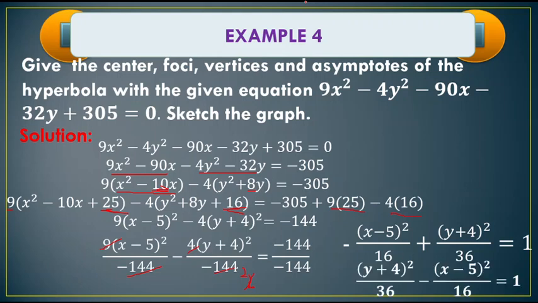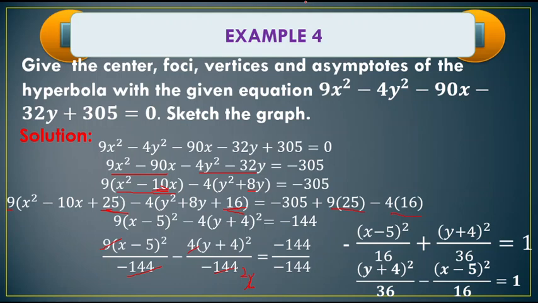Since meron tayo ngayong standard equation ng ating hyperbola, and that is (y plus 4) squared over 36 minus (x minus 5) squared over 16 is equal to 1. So, ibig sabihin, si y yung positive dito, ang magiging orientation ng hyperbola natin ay naka-vertical. So, yung transverse axis, vertical tayo. Okay? So, yung transverse axis vertical, ayun yung ating standard equation.